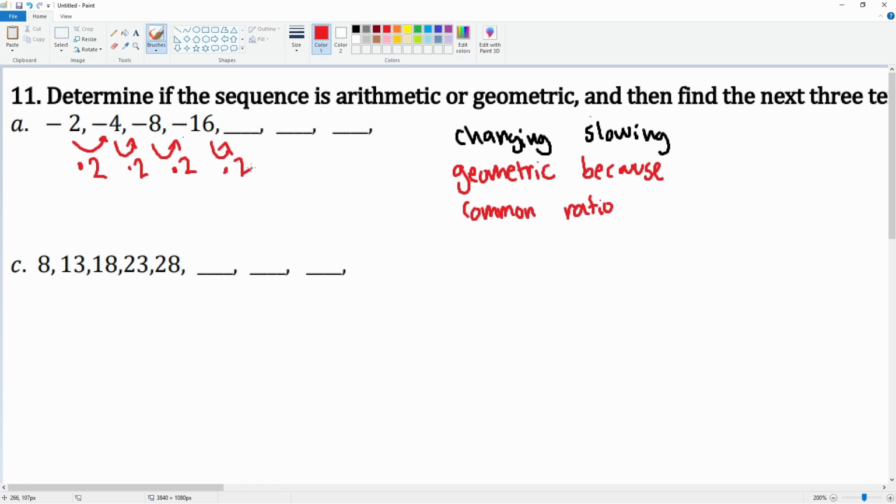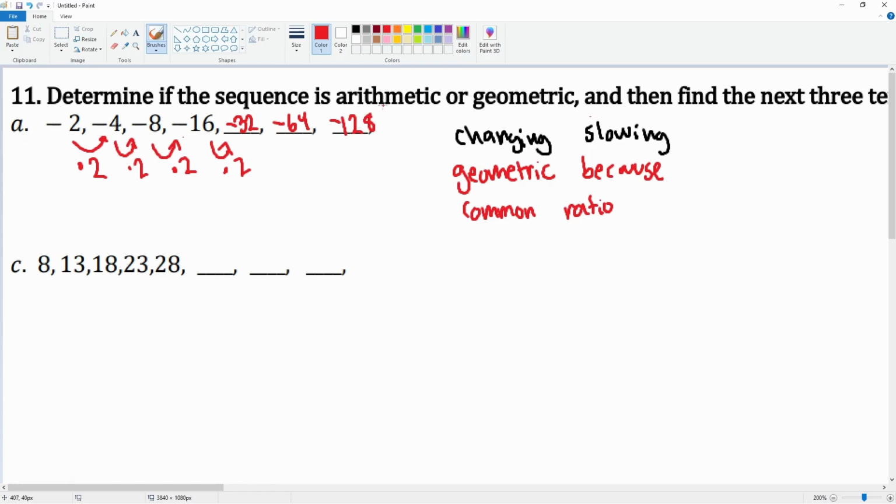So -16 multiplied by 2, that is -32. And then we repeat that process to get the next terms. -64 and -128. Okay.